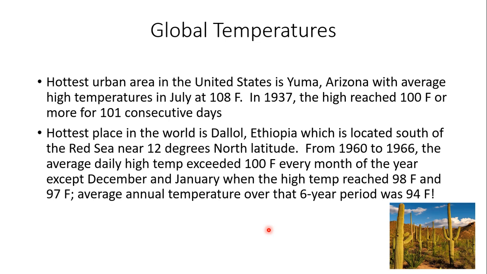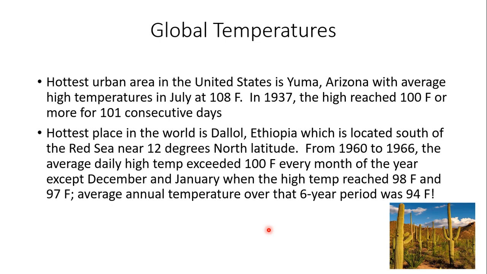Can you imagine that? And after a while, your body just gets accustomed to these kinds of temperatures. But I tell you, that would be a very hot climate to live in. In 1937 in Yuma, the high temperature reached 100 degrees Fahrenheit or more for 101 consecutive days.